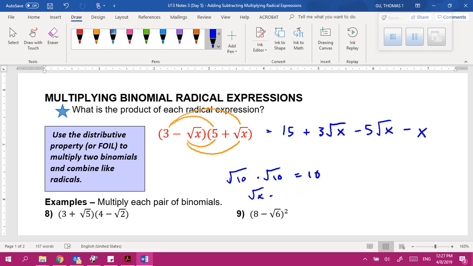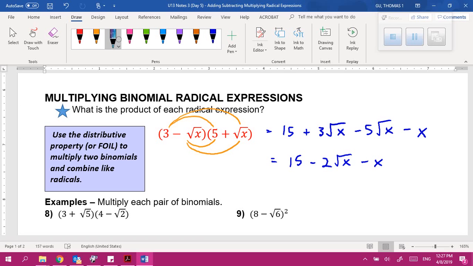So I need to simplify this expression. So when I simplify and combine like terms, what's my final answer here? 15 minus 2 square roots of x minus x. Boom. Right, so the concept is the exact same. We distribute to multiply, or in this case, FOIL. And then we combine our like terms.